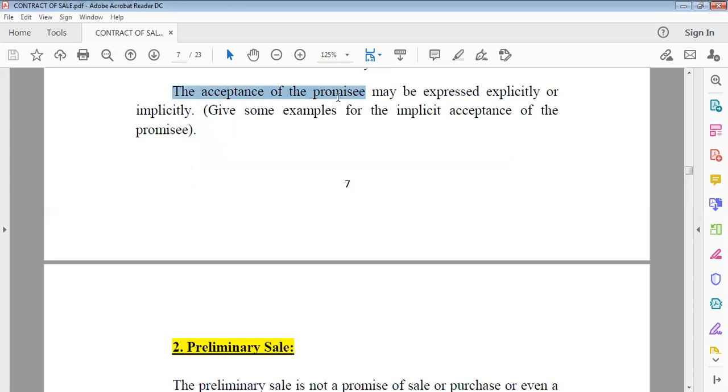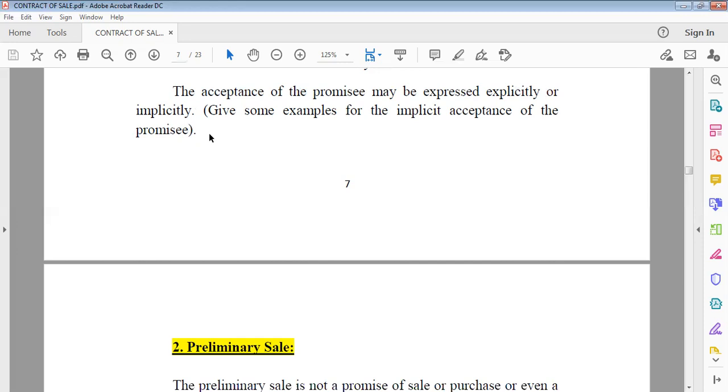The acceptance of the promisee may be expressed explicitly. Baha may come and tell me, okay, I need the car, I'm okay with it. Or implicitly.